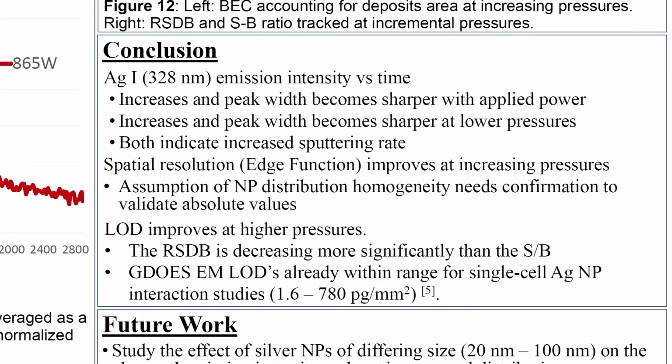So just to offer a couple of summarizing points. Emission intensity increases with power and with decreases in pressure, and vice versa. Increased emission intensity is indicative of increased sputtering rates. Our spatial resolution improves with incremental pressures, and our relative error is decreasing faster than our signal to background ratio, allowing us to improve our limit of detection at incremental pressures.